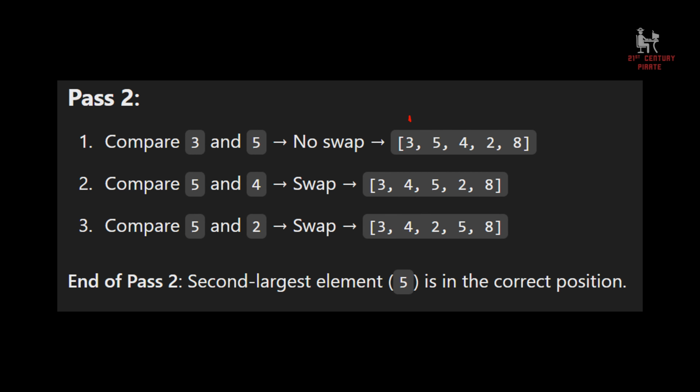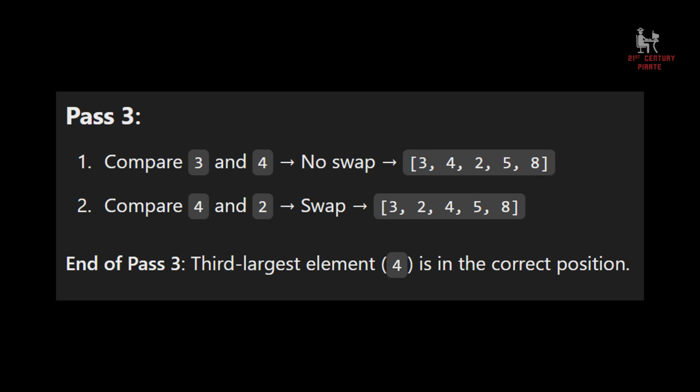In a similar way, the pointer is on the first element. We compare 3 and 5, and since 3 is less than 5, we don't need to perform any swap. In the next step, our pointer moves to 5. We compare 5 and 4. 5 is greater than 4. That's why we perform a swap, and this is the resulting array. Now our pointer moves to the third element. We compare 5 and 2. 5 is greater than 2. That's why we perform a swap, and since it was already in its final position, we don't need to move the pointer again. Now 5 and 8 are in their correct position.